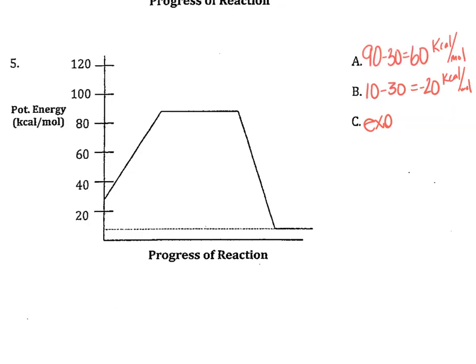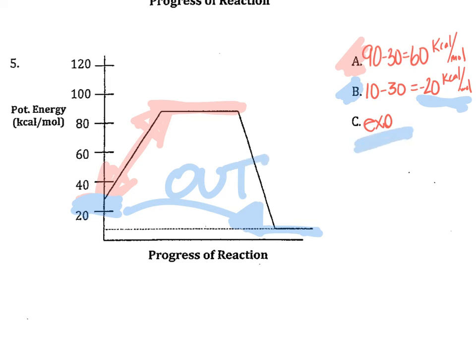And finally, on our last one, we're starting at about 30 for our reactants. To get up to our activated complex, we have to get up to about 90. So we need a total of 60 kilocalories of energy here to get activated. Our next problem, we want to calculate our delta H. So we take our products, which is at about 10, minus our reactants, which is at about 30, and so we get negative 20. Notice how energy is less at the end than at the beginning. So energy went out, and we are exothermic.